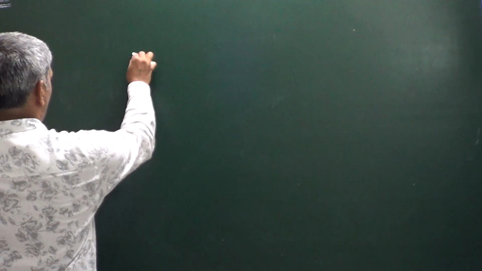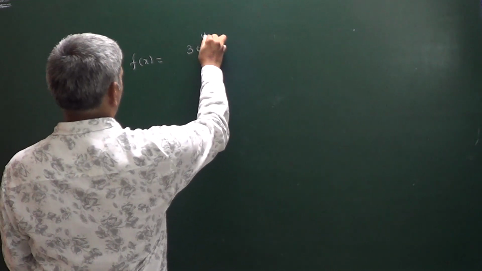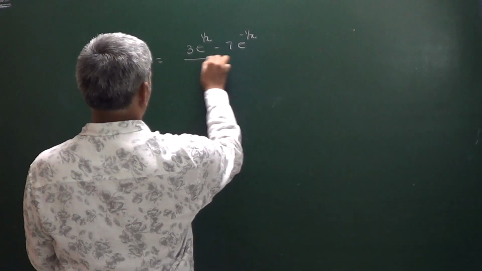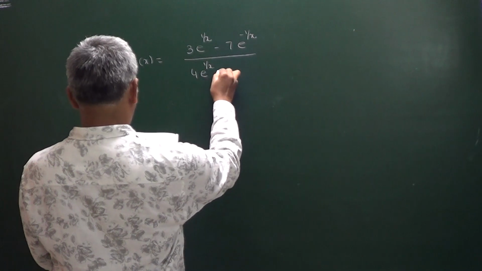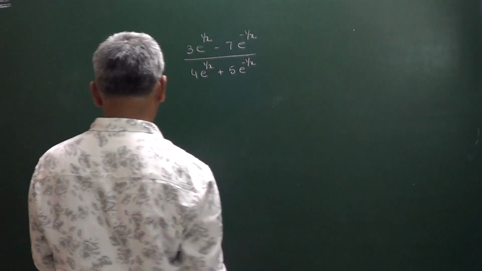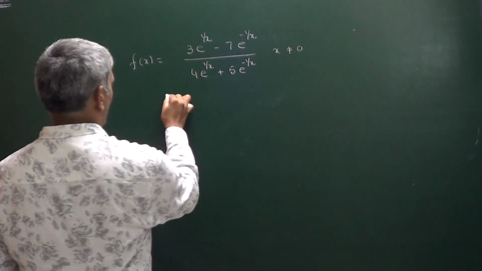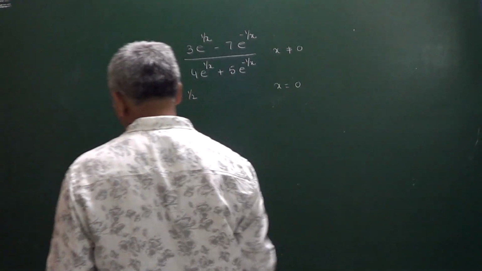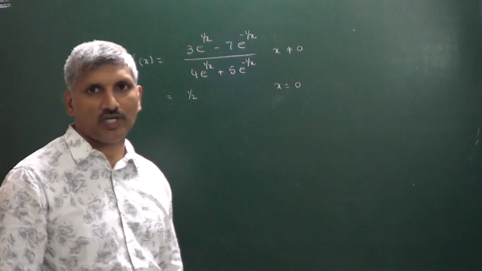So now the problem is given like this. f of x is equal to 3 into e to the power of 1 by x minus 7 into e to the power of minus 1 by x, divided by 4 into e to the power of 1 by x plus 5 into e to the power of minus 1 by x, when x is not equal to 0. That is given as 1 by 2 when x is equal to 0. We have to check the continuity and differentiability of this function at x is equal to 0.